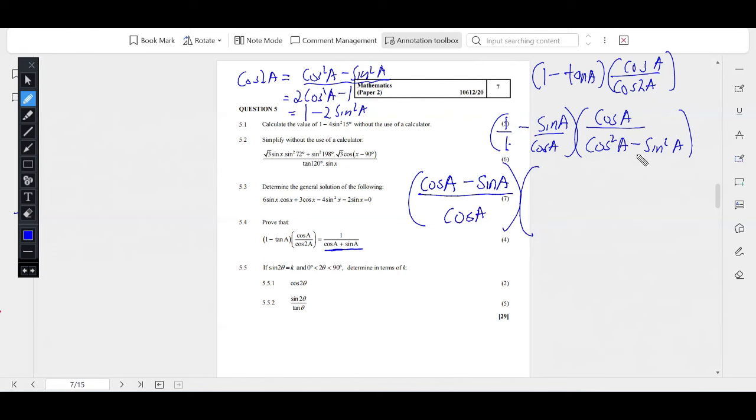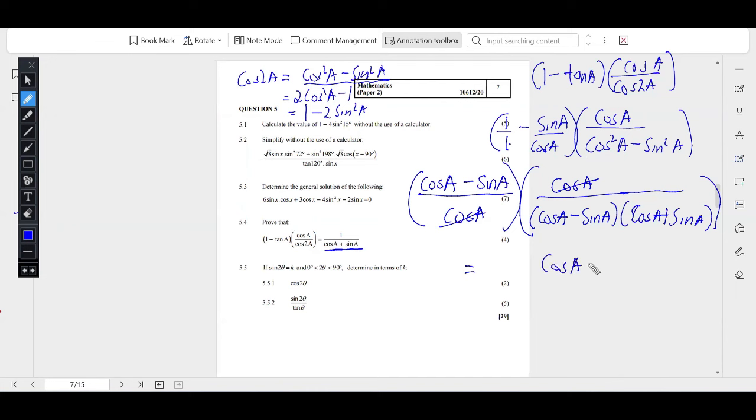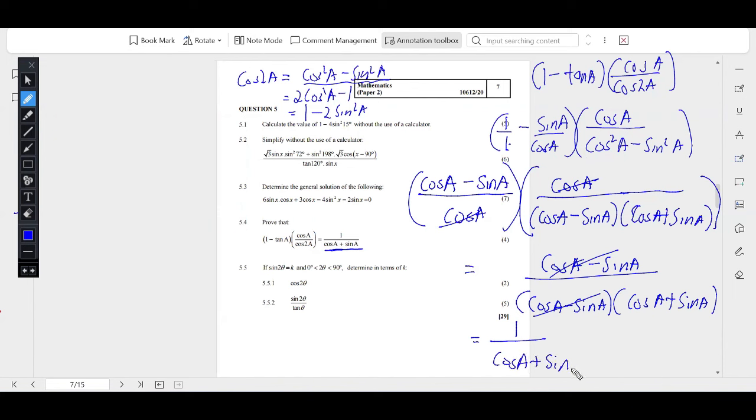Then I said that this here is a difference of two squares, which I can write down here as cos A minus sine A multiplied by cos A plus sine A. Right, so these are the tricks that you need to know for your paper. Then the cos A and the cos A can cancel out, and we'll be left with cos A minus sine A as the numerator. On the denominator, I have cos A minus sine A and then cos A plus sine A. Then this can divide out with that, so we will be left with 1 over cos A plus sine A.